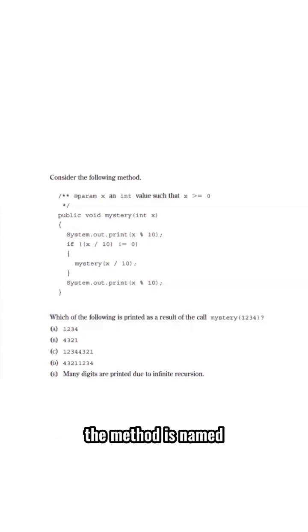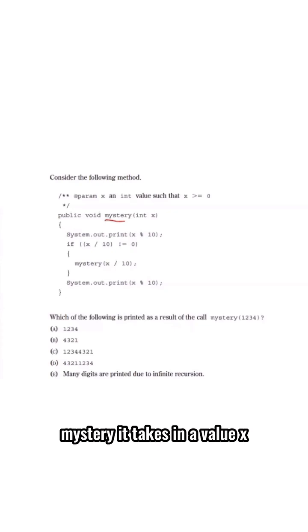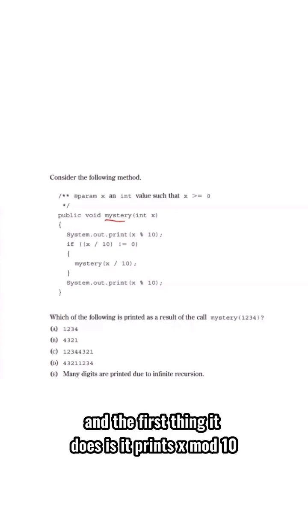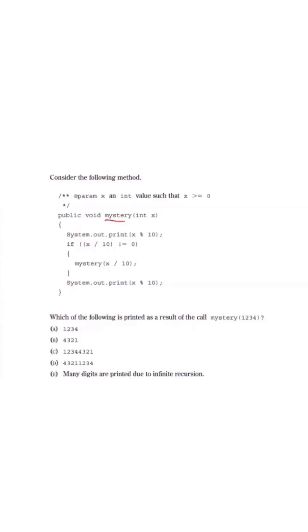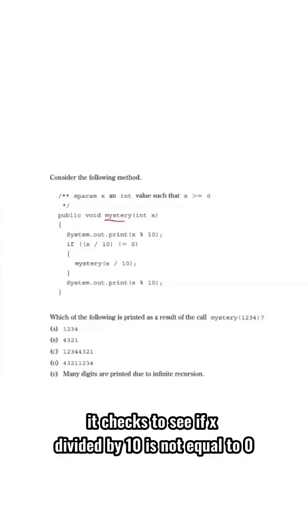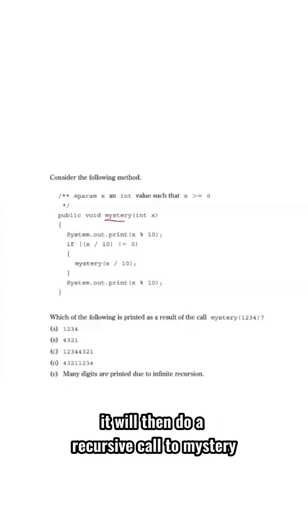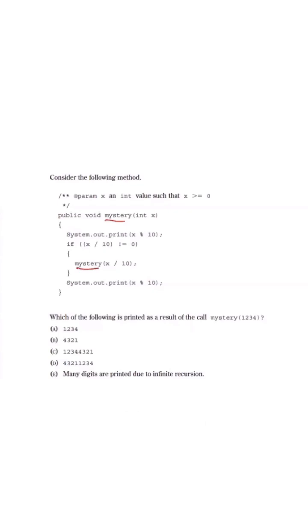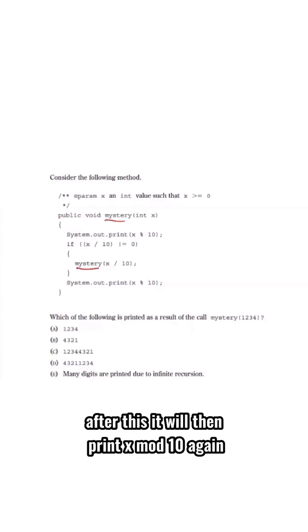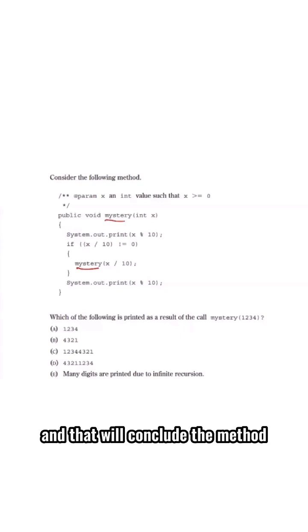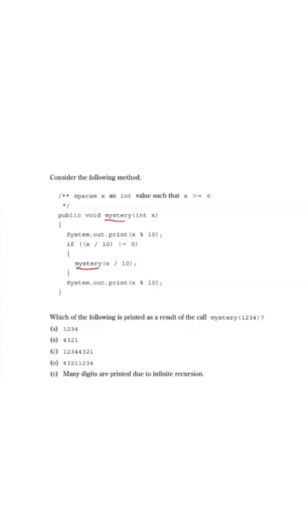So let's check out the method. The method is named mystery. It takes in a value x, and the first thing it does is it prints x mod 10. Following this, it checks to see if x divided by 10 is not equal to 0. It will then do a recursive call to mystery on x divided by 10. After this, it will then print x mod 10 again, and that will conclude the method.